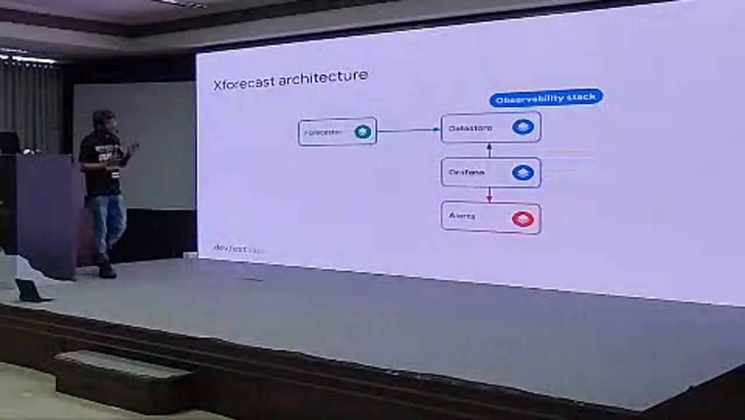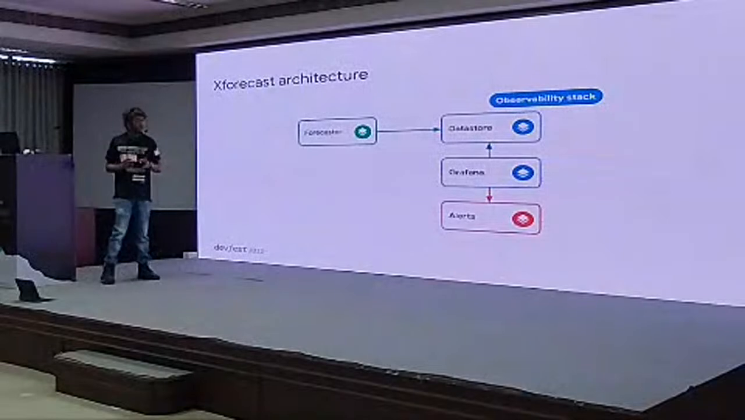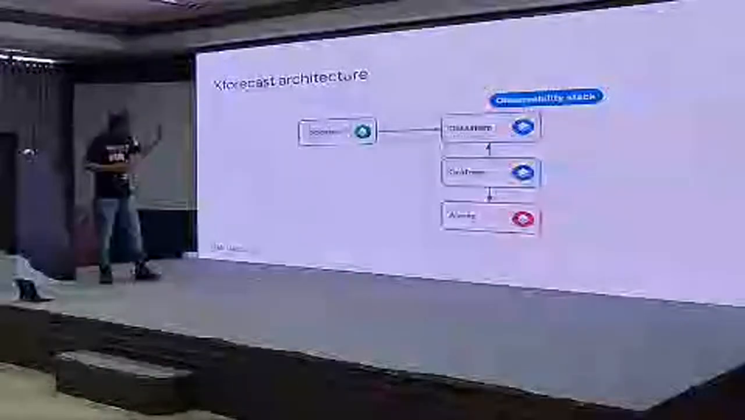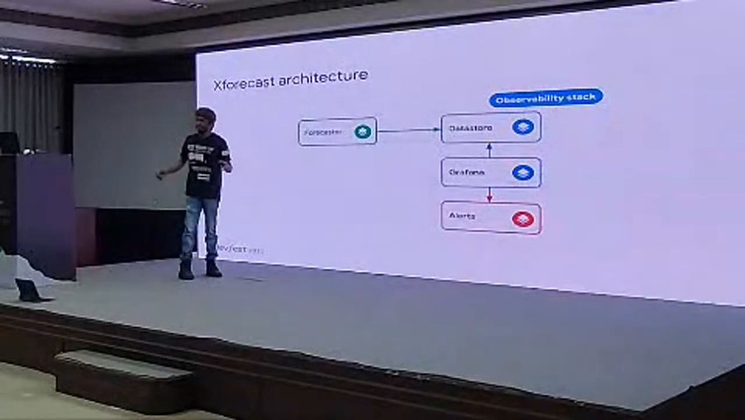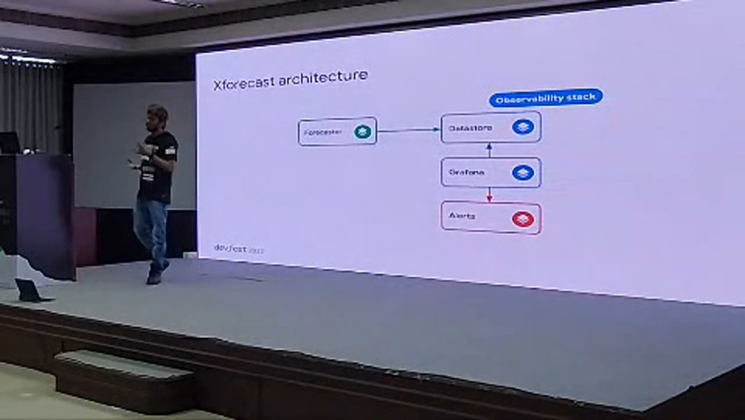So here is a high-level architecture diagram. We have the forecaster here. The Xforecast project is completely written in Python.